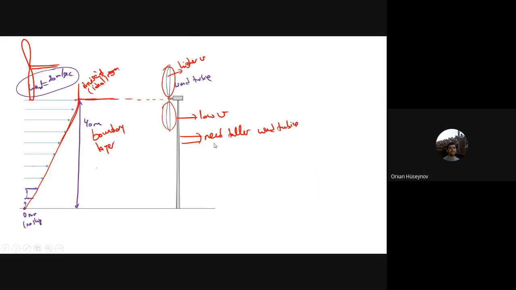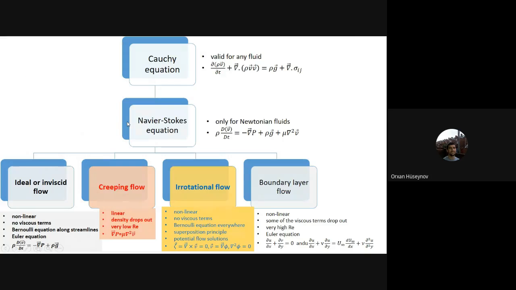No question. Good. So now I will go back to the equations of fluid mechanics. These equations are not so important. What I'm trying to show you is the real picture of fluid mechanics. For the real picture you have the Cauchy equation. It is valid for any fluid. Don't pay attention to these formulas here. And then you have the Navier-Stokes equation, which is a simplified form of that one. It is only for Newtonian fluids, and the Newtonian fluid is similar to Hooke's law.